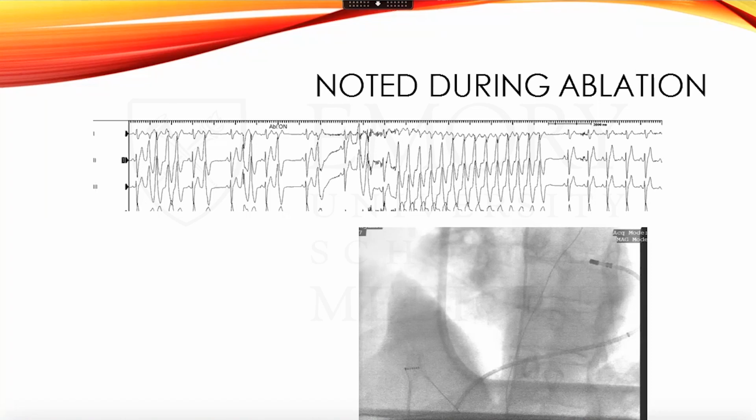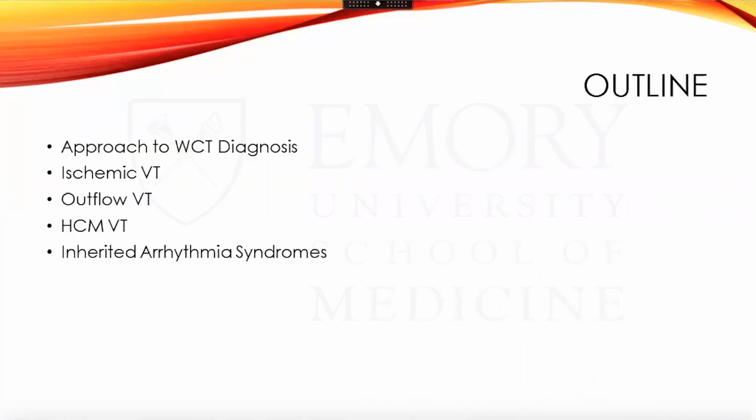So these outflow PVCs don't always just occur in the RV. They can occur in the LV. They could occur in the structures around the LV or RV outflow as well. All right, so that was outflow VT.